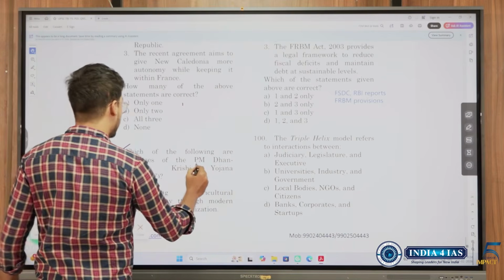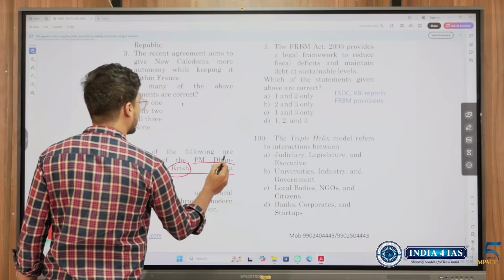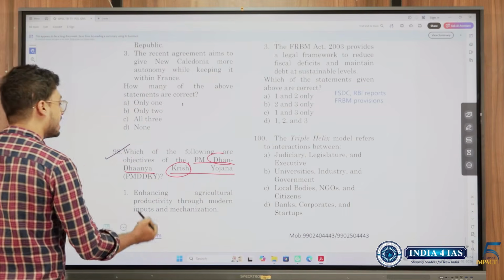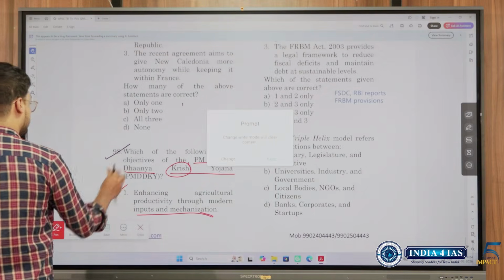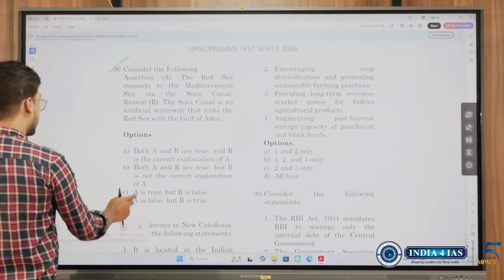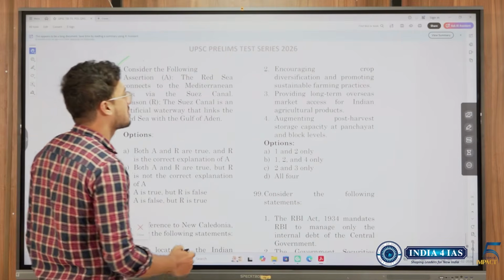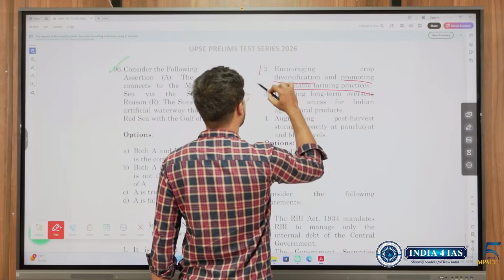So PM Dhan-Dhaanya Krishi Yojana, okay: enhancing agriculture productivity through modern inputs and mechanization. Simple statement. So there is nothing wrong in that. So statement 1 is correct. What about the others? Encouraging crop diversification and promoting sustainable farming practices.